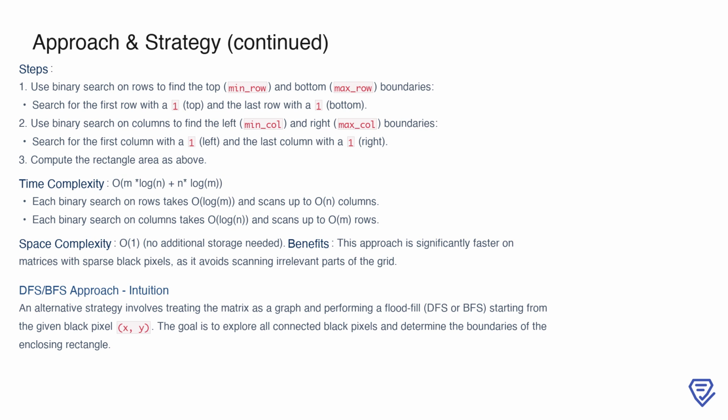The beauty of this approach lies in its efficiency. By focusing only on rows and columns with black pixels, and leveraging the logarithmic efficiency of binary search, we drastically reduce the number of cells processed. The time complexity for this method is O(m log n + n log m), which is a significant improvement over the brute force approach. Additionally, it uses constant space, making it highly scalable for large matrices. This efficiency is particularly beneficial when the black pixels are sparse and spread out.